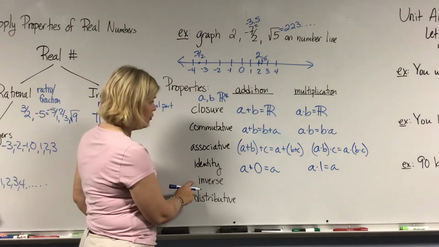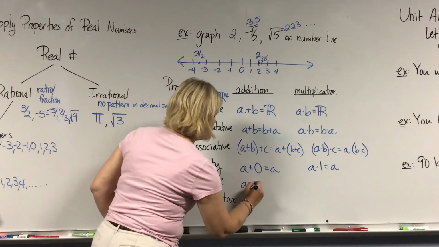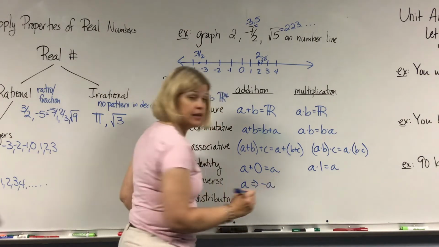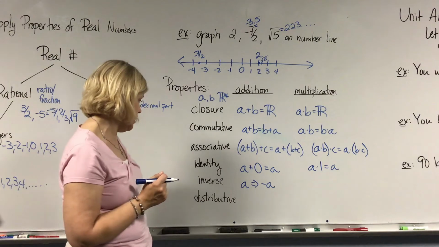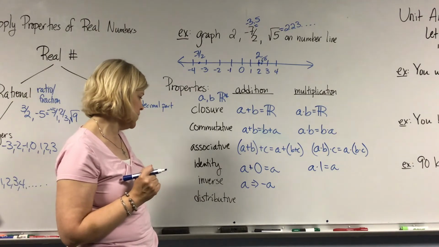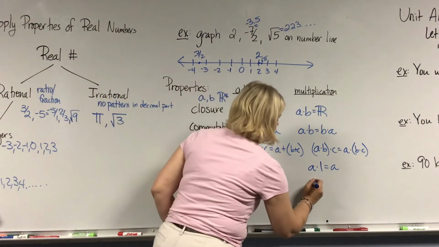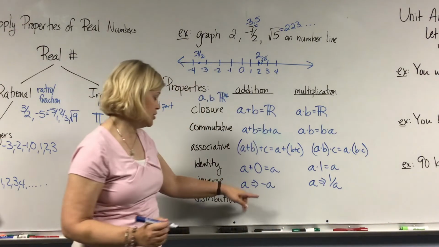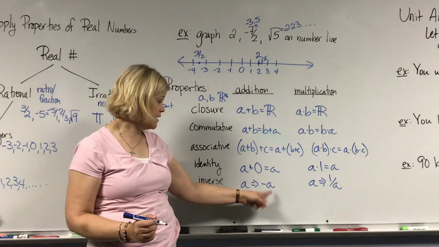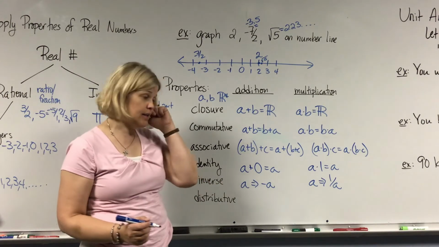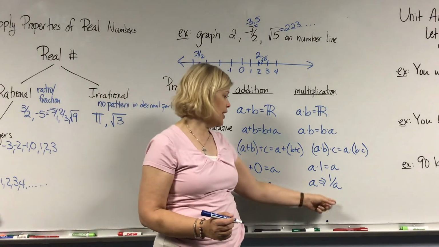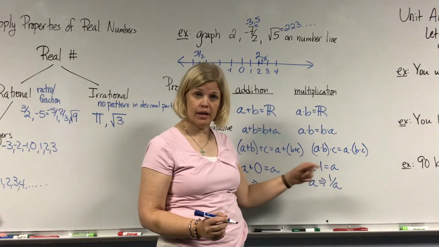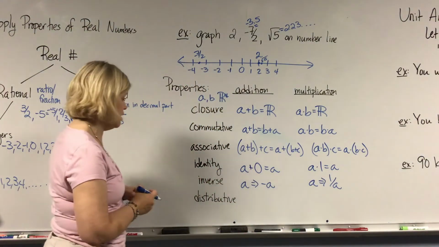Inverse for addition, the inverse of A is negative A. That goes back to that question that was on your activity. And the multiplicative inverse is 1 over A. Because notice, if I add A and negative A, I get the identity 0. If I multiply A times 1 over A, I get 1. That's why it's called the inverse.